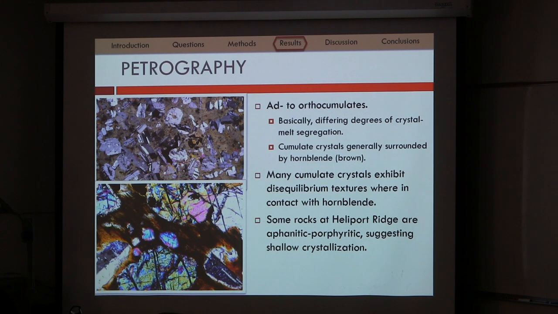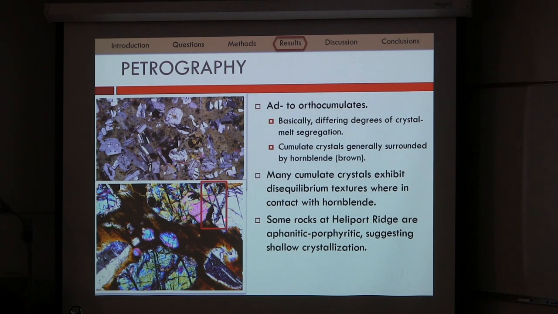And so a lot of our cumulate crystals, I noticed, had a lot of resorption textures, we call them. So embayments, dismemberment. Basically, they look like they're being dissolved by the melt they were in contact with. So you can see that down here on the bottom, for example, we have this plagioclase that looks like it has a bite out of it. We have another plagioclase down here that's totally missing pieces. And so we see a lot of these textures in olivine, in plagioclase, in both pyroxenes, that these things are clearly reacting with the melt that they're hosted in. And there are also some rocks, not pictured here, that are aphanitic porphyritic at Heliport Ridge specifically, and these indicate that there was crystallization at shallow levels.